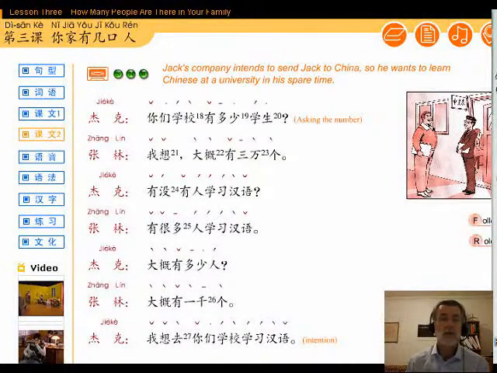Okay, so this is 第三课, and this is the second dialogue that we didn't get through in the lecture today. So let's go through it together. Right, so let's have a listen.